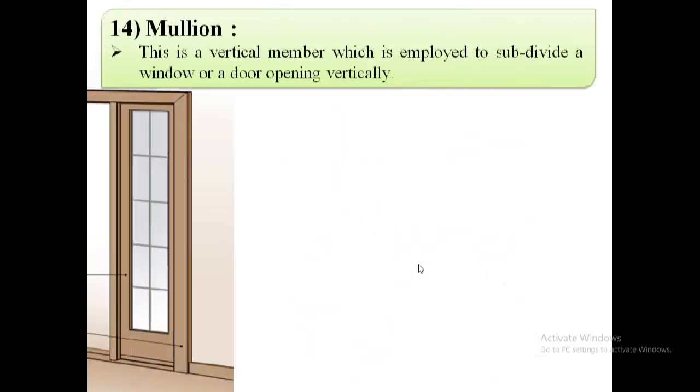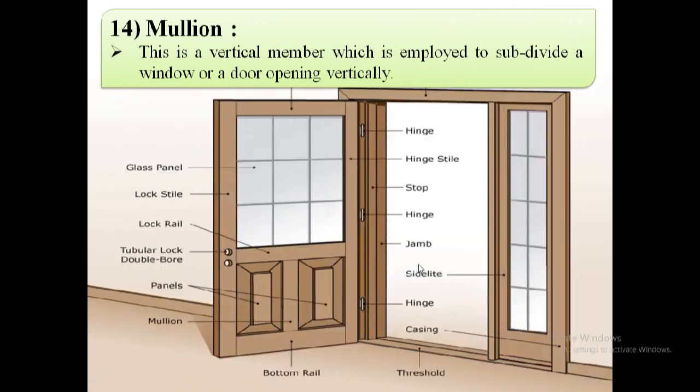Next technical term is mullion. Mullion is a vertical member which is employed to subdivide a window or a door opening vertically. So here you can see this one is the mullion, which is the vertical member and which is employed to subdivide a window or a door opening vertically.